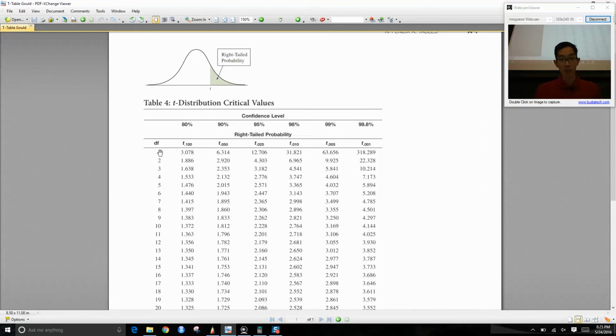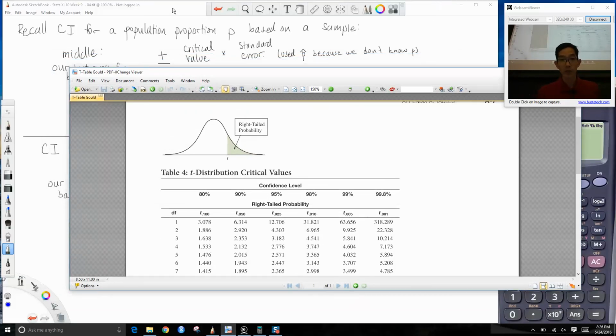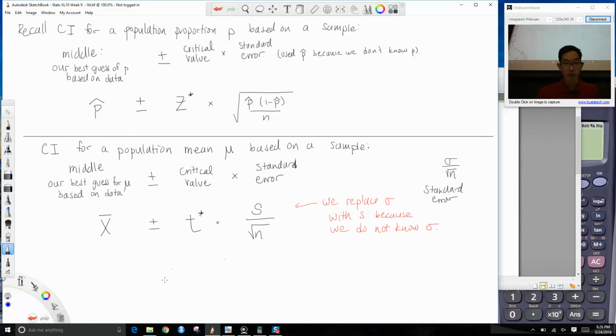So the degrees of freedom in this situation, df, is equal to n minus 1. It's your sample size minus 1.